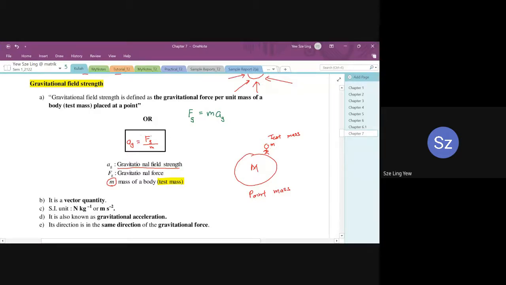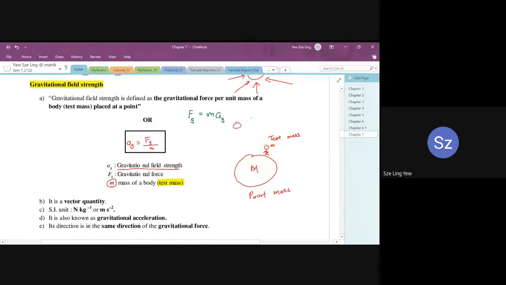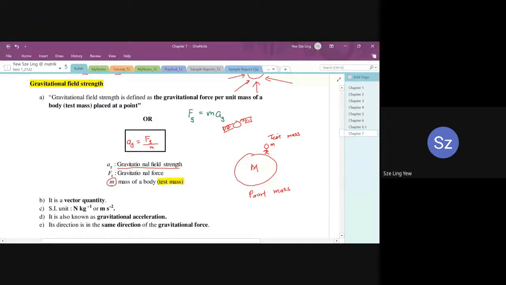So when it comes to the calculations, we don't use the mass of the Earth. We use the mass of the objects around it, which is you, or maybe a satellite. Satellite is the thing that we move around the Earth. So this is our test mass, the mass that we can move around to test different values, and they might experience different gravitational field strength.